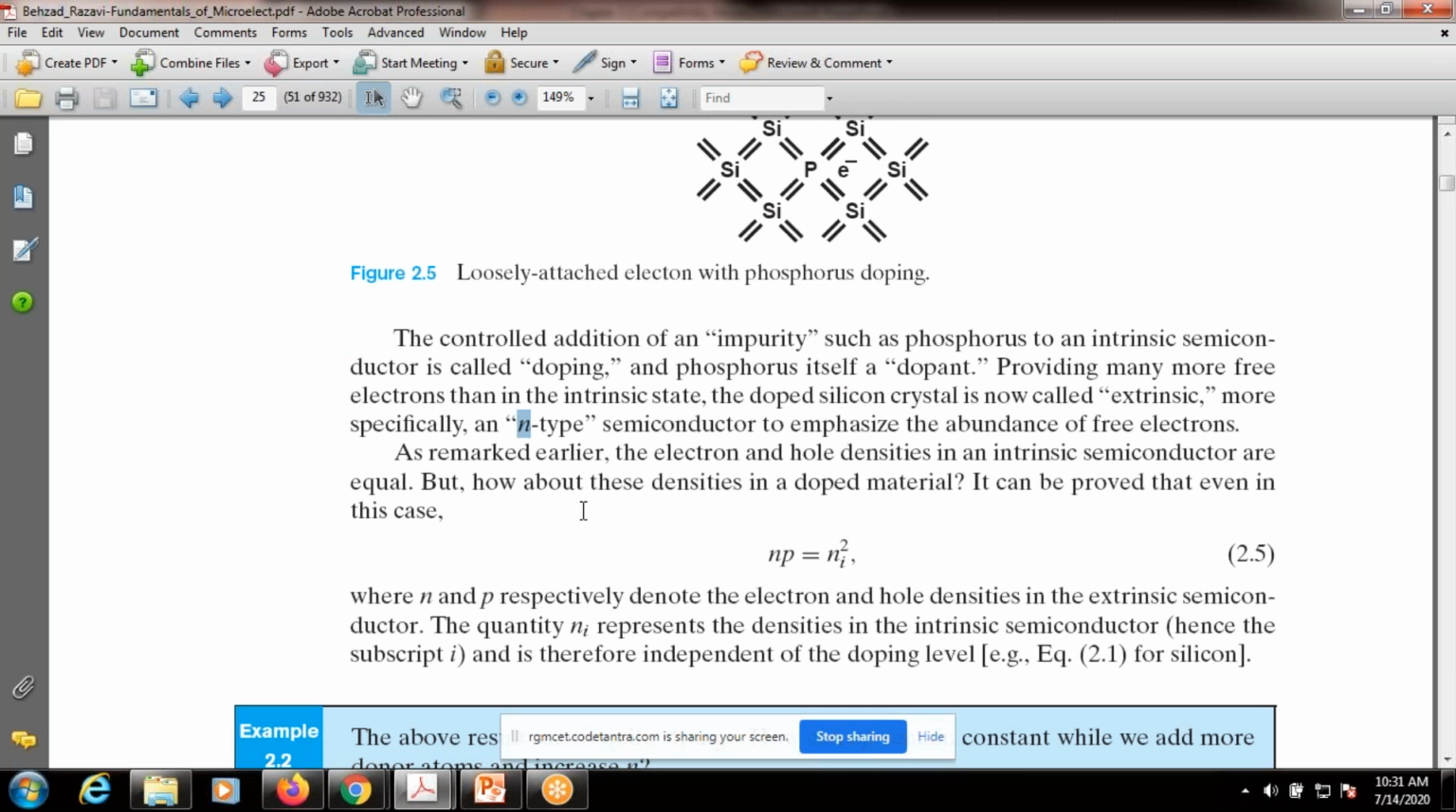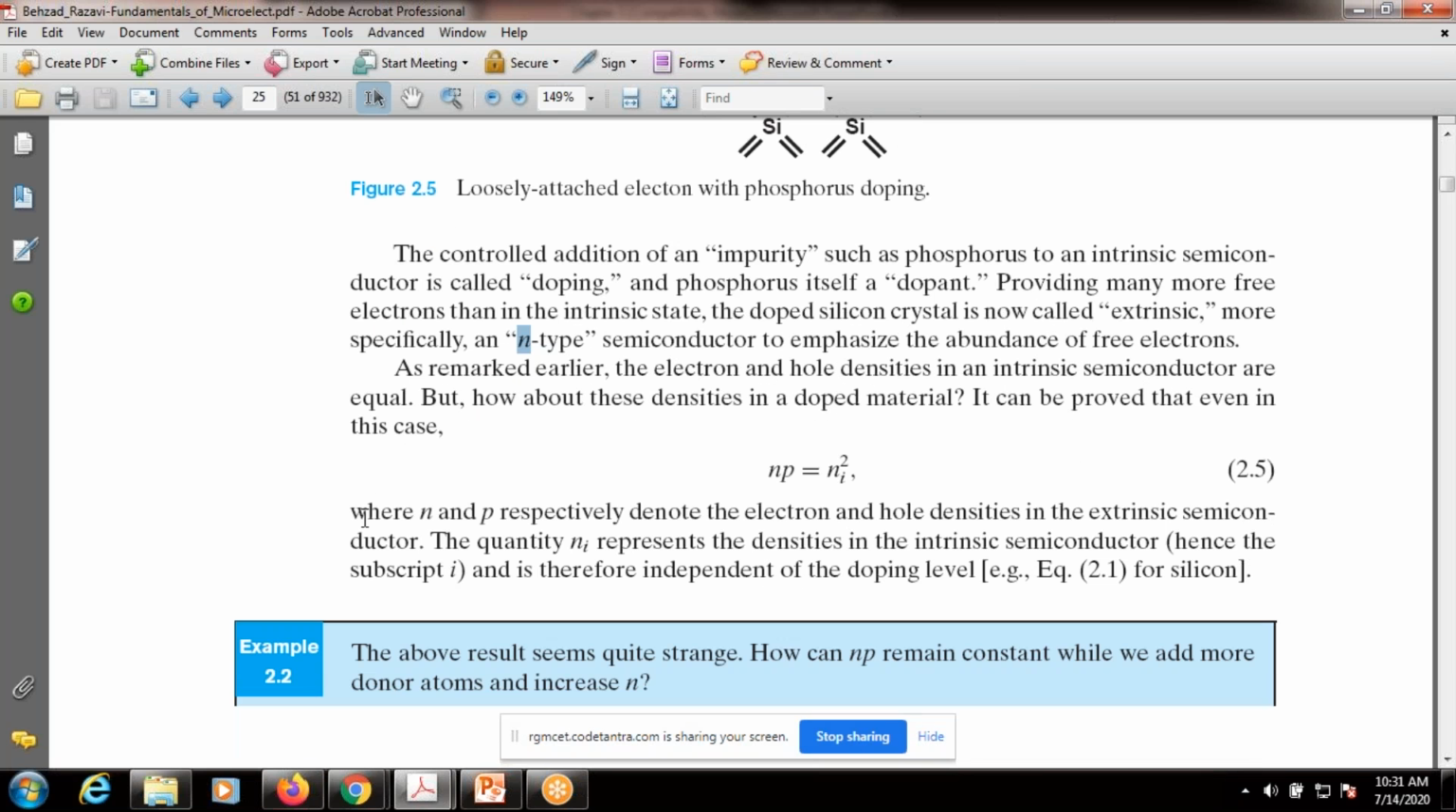Similarly, as previously we know, n into p is equal to ni square. As remarked earlier, the electron and hole densities in an intrinsic semiconductor are equal. But how about these densities in a doped material? In that doped material also, n into p is equal to ni square only. Even though the number of free electrons increases, the product of n into p is still equivalent to ni square only. Why?